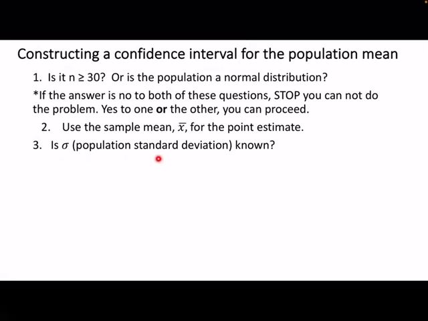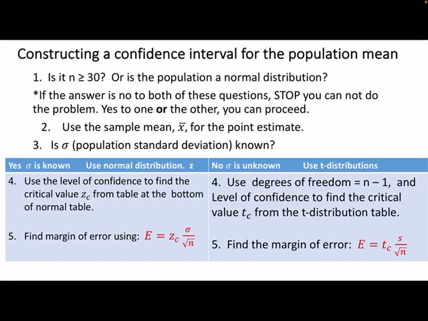Okay, then to proceed with this, you need to know if the population standard deviation is known. In some things that are well studied, you might know the population standard deviation. Often you don't. If it is known, you're going to use the standard normal table to find what we call the critical values, which are z sub c. The critical value table is a little table at the bottom of the first page of that packet I handed you, of the standard normal table. Look at the bottom and it gives you some critical values, which are called z sub c. And then you're going to use this formula to find the margin of error.